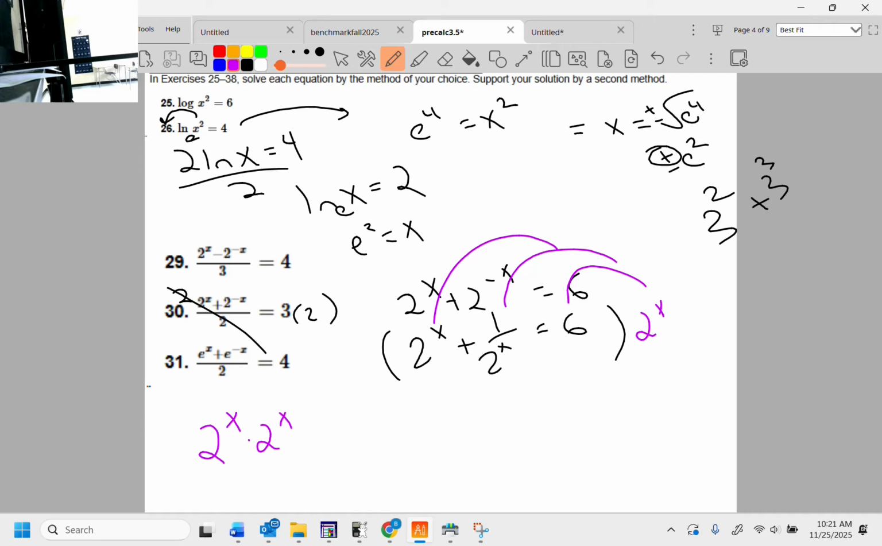It's not 2 to the x squared. So when you do x squared times x squared, what do you get? X to the 4th, right? If you do x squared times x cubed, what do you get? X to the 5th. What do you do with exponents? You add them. You don't multiply them. You add them. Like terms, you add exponents. So 2 to the x times 2 to the x is 2 to the 2x.